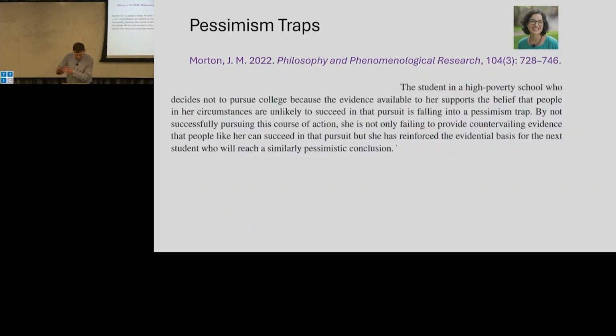So let's go into her paper a little bit more. She gives an example. The student in a high-poverty school who decides not to pursue college because the evidence available to her supports the belief that people in her circumstances are unlikely to succeed in that pursuit is falling into a pessimism trap. By not successfully pursuing this course of action, she's not only failing to provide countervailing evidence that people like her can succeed in that pursuit, but she has reinforced the evidential basis for the next student who will reach a similarly pessimistic conclusion.